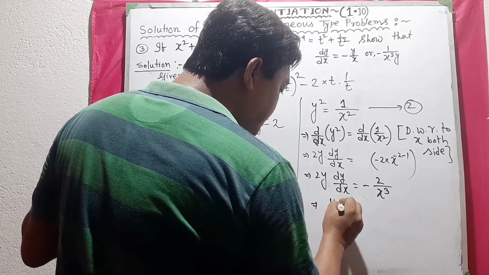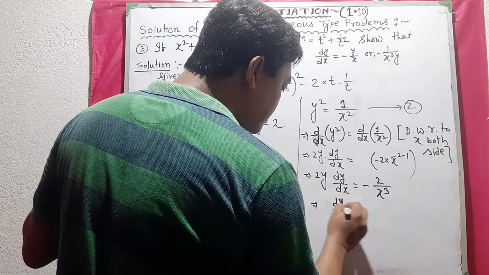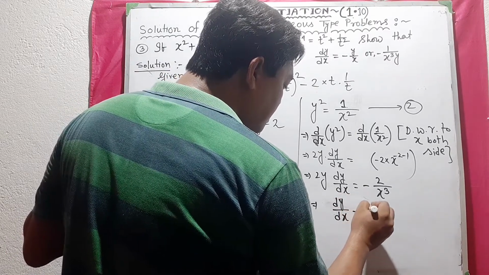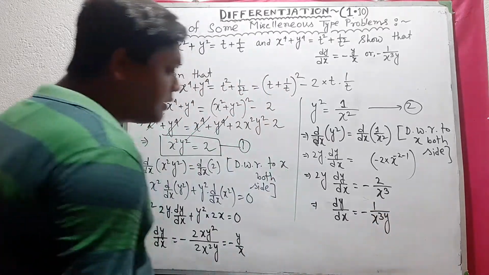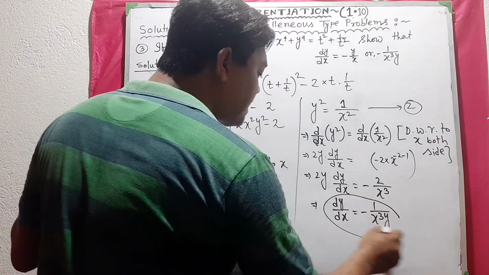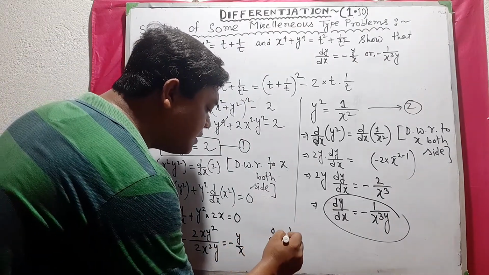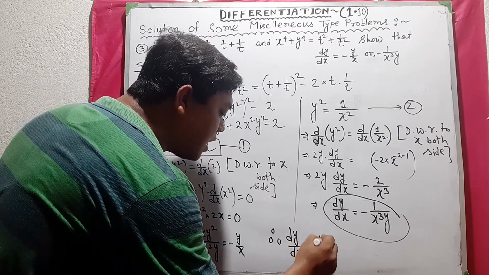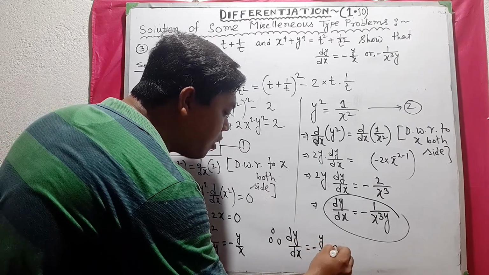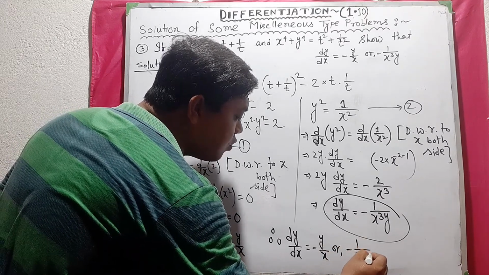So dy dx equals minus 1 by x cube y. So we have gotten the result. So therefore dy dx equals either minus y by x or minus 1 by x cube y.